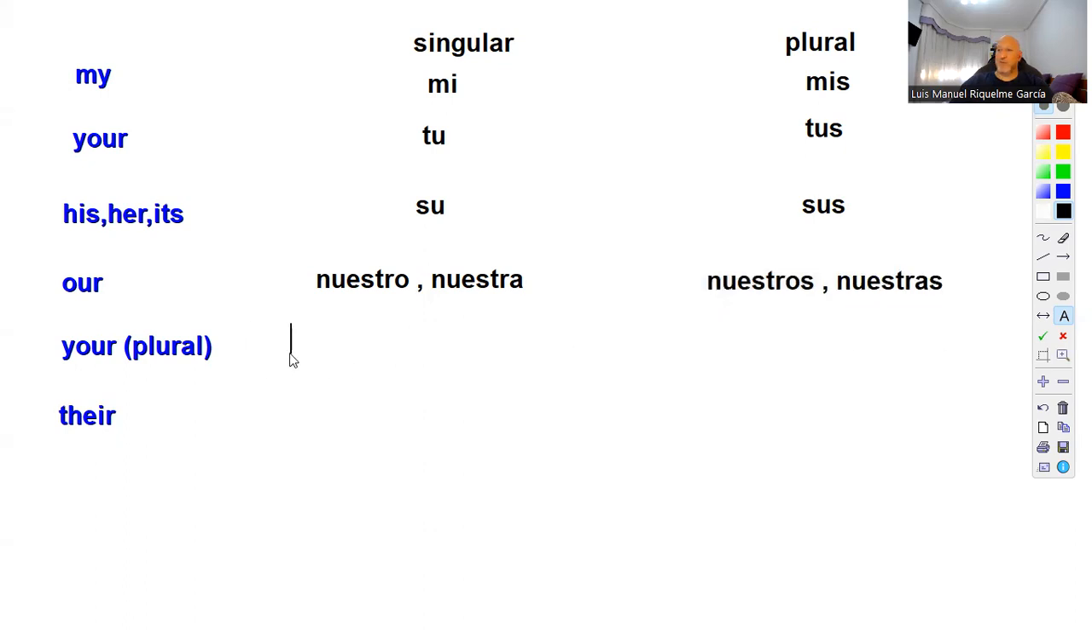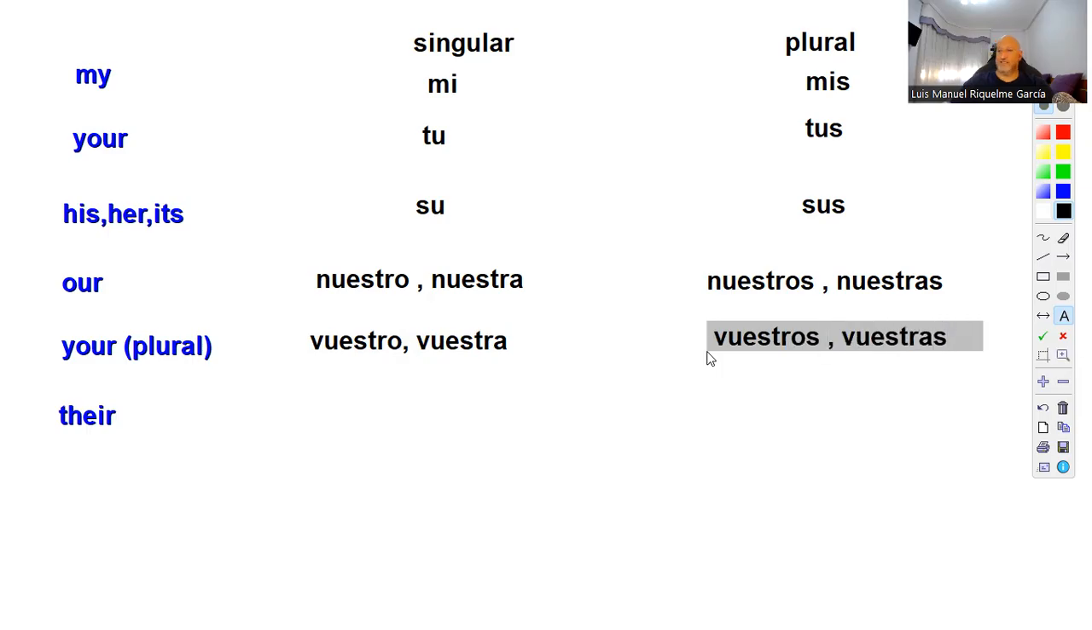And the same will happen with your, referring to 2 owners or 3 owners. Actually, the words are very similar. It's just replacing the N for a V. Vuestro o vuestra, and vuestros y vuestras.